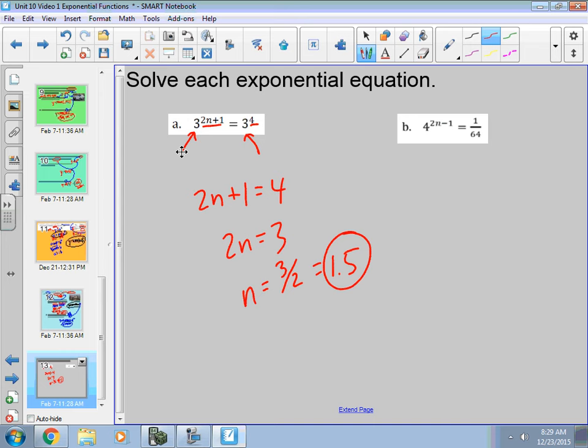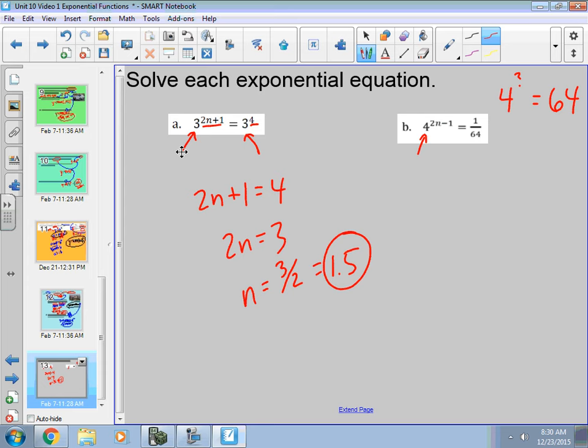Okay, so on B, we want to do the same thing, but if you look, we can't just put 2n minus 1 equal to 1 here. Though this is an exponent, there's no exponent right now on the other side. So we need to get that to be an exponent. Well, this is a fraction. We don't want it to be a fraction. We want it to be a number to a power. So if we look on our left side, our base is 4. We want our base to also be 4 on the other side. So we've got to figure out 4 to what power equals 64 here.